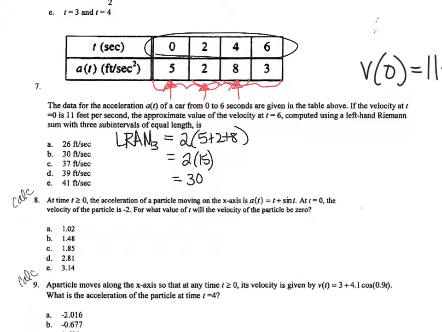Now, because we want to find V of 6, remember this just finds the change in position approximately. We also have to add this 11. So it's really 11 plus 30, which would be 41 feet per second.